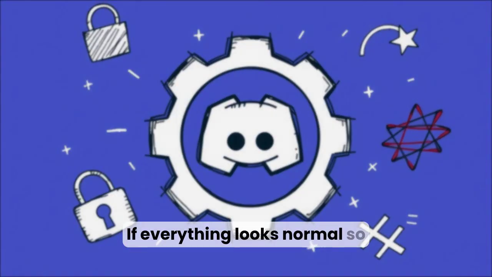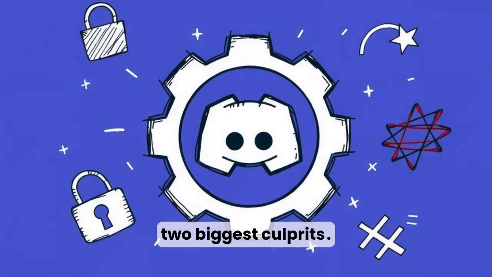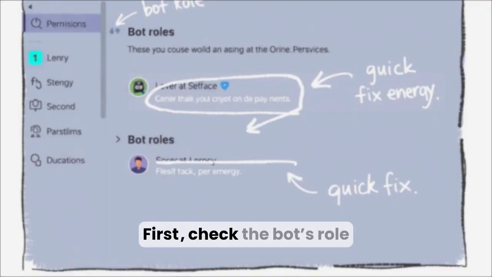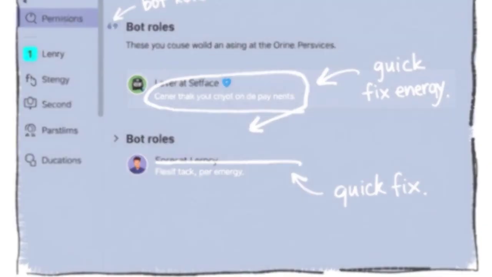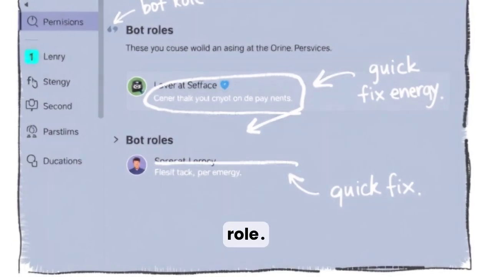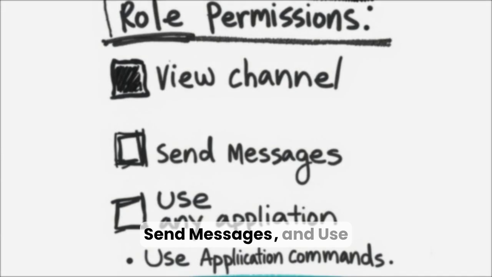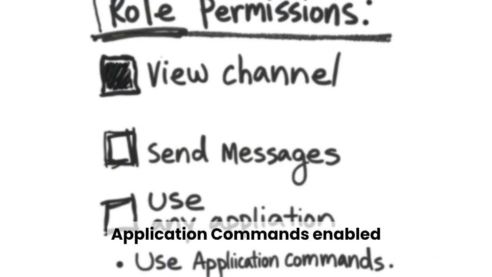If everything looks normal so far, it's time to check permissions and prefixes, the two biggest culprits. First, check the bot's role permissions. Go to Server Settings, then Roles, and select your bot's role. Make sure the bot has permissions like View Channel, Send Messages, and use application commands enabled for the channels you use.